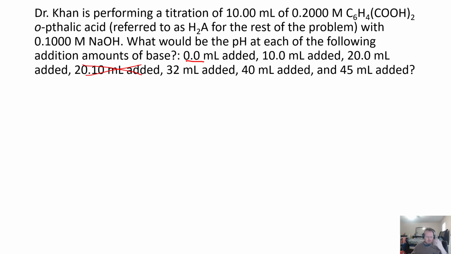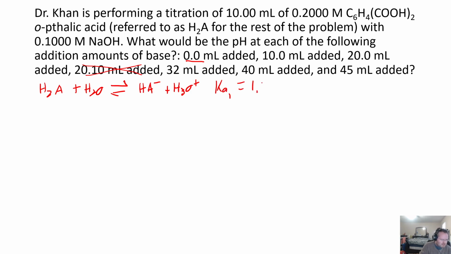So the idea behind this reaction is, first we want to think about what equilibriums matter for this whole problem. Now, rather than writing out the whole thing for orthophthalic acid, I'm just going to write H2A. So in general, we have two equilibriums that matter for our reaction. We have H2A plus water in equilibrium with HA minus plus H3O plus. That has a Ka with it, Ka1, which I looked up, and it is 1.12 times 10 to the negative 3.